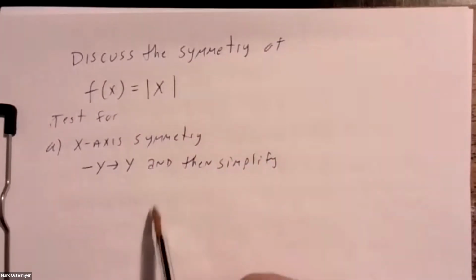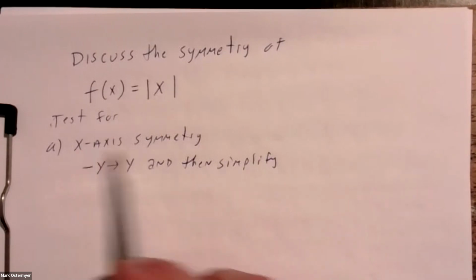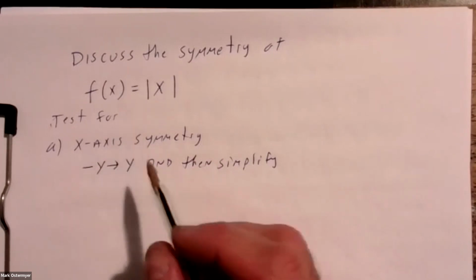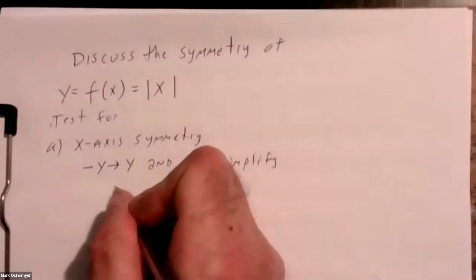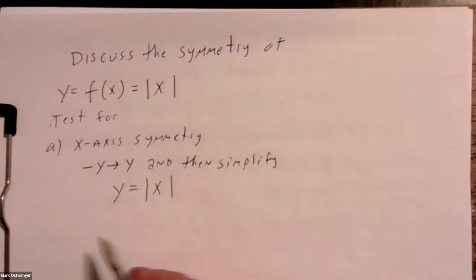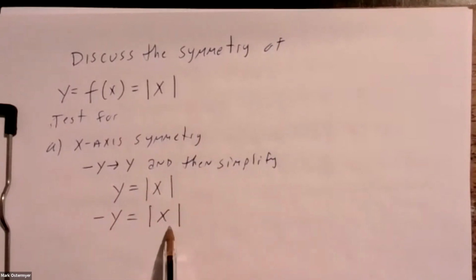The point is this: after simplifying, if we can get back the original equation, then we say our graph possesses x-axis symmetry. f(x) looks messy, so why don't we replace f(x) with y? Let's suppose our function is y = the absolute value of x. I'm going to replace y with negative y, and then simplify, trying to get back my original equation, which is this one here.